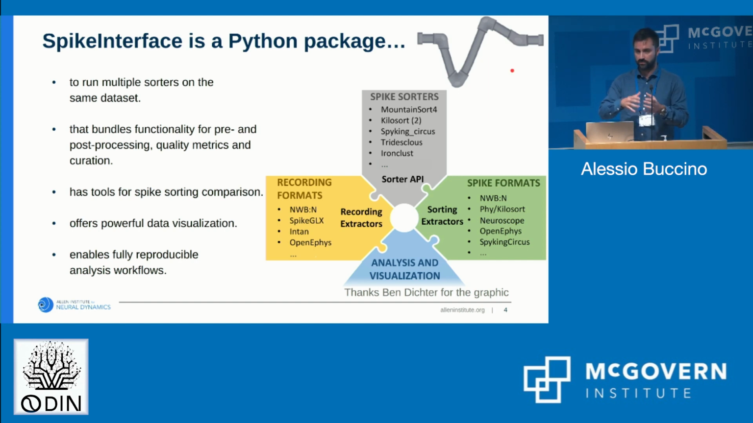You might want to do some spike sorting comparison. Say you run a spike sorter with two different sets of parameters or two different spike sorters. How do they compare? You can also do some data visualization on the recording, the sorting output, waveforms, and so on. And importantly, we try to make everything as reproducible as possible, and I'll touch upon this later more.